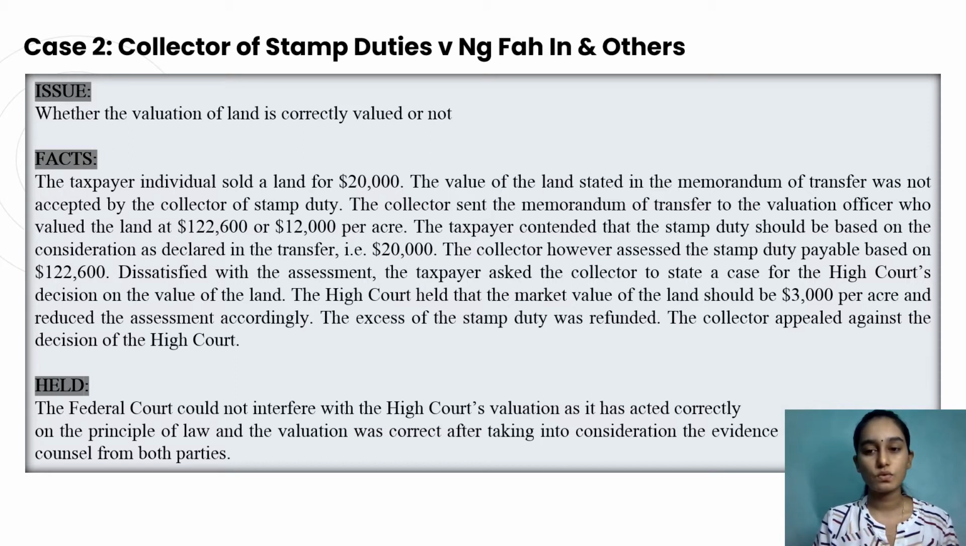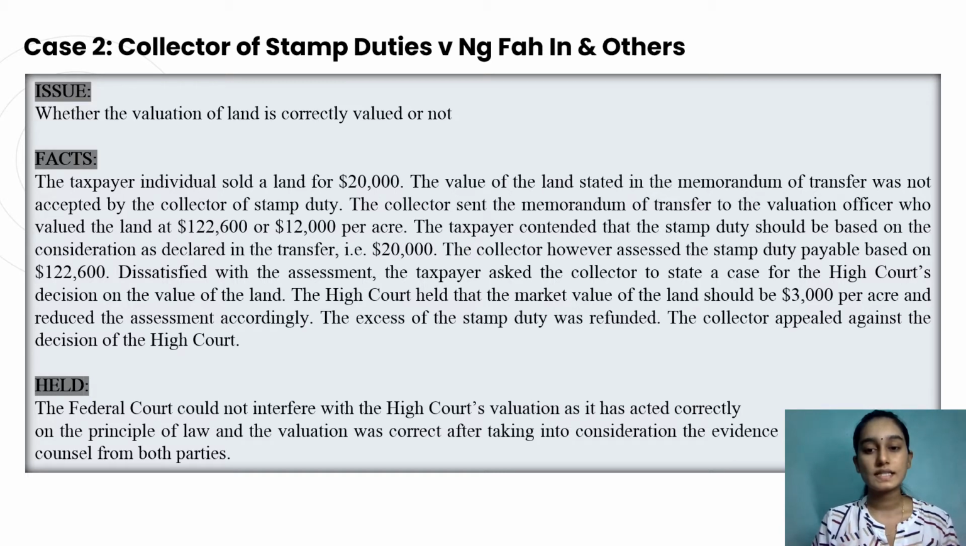122,600 as a whole. Following this report, the collector of stamp duty decided that the ad valorem duty payable should be based on 122,600, and the stamp duty payable was 1,452.